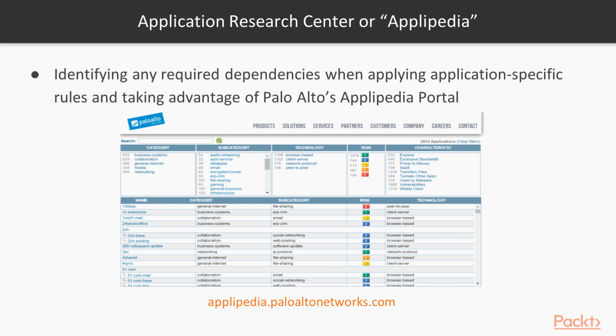What is the Application Research Center? This is Palo Alto's central database of any application. I will call it the directory of where the Palo Alto firewall downloads and gets the update of all known applications, or I should say applications that were registered in the Palo Alto Network's Application Research Center database.